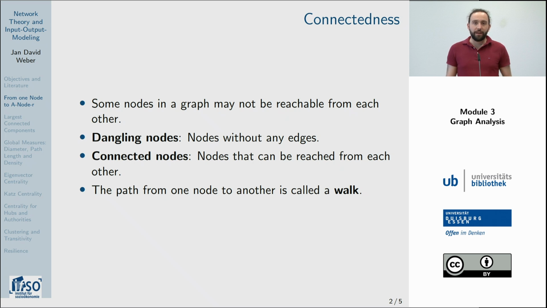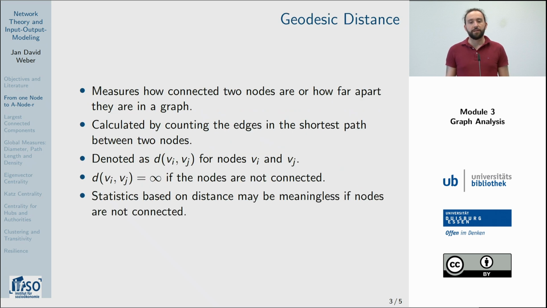And in a similar hiking idea, we also talk about distance from a geodesic perspective. We can measure how connected two nodes are by how far apart they are in a graph. So we can calculate that by counting the edges in the shortest path between two nodes. So how many other nodes you have to pass until you get to your final destination. We save this as a distance, which gives us the distance between two nodes, Vi and Vj. Which ones these are? Well, you pick it. It depends on the problem you are analyzing. And if those nodes are not connected, we have a distance of infinity.